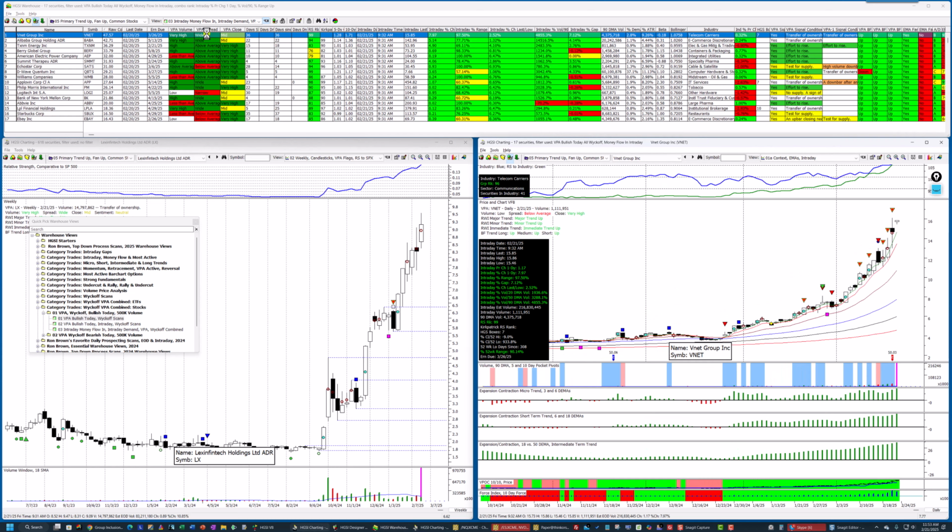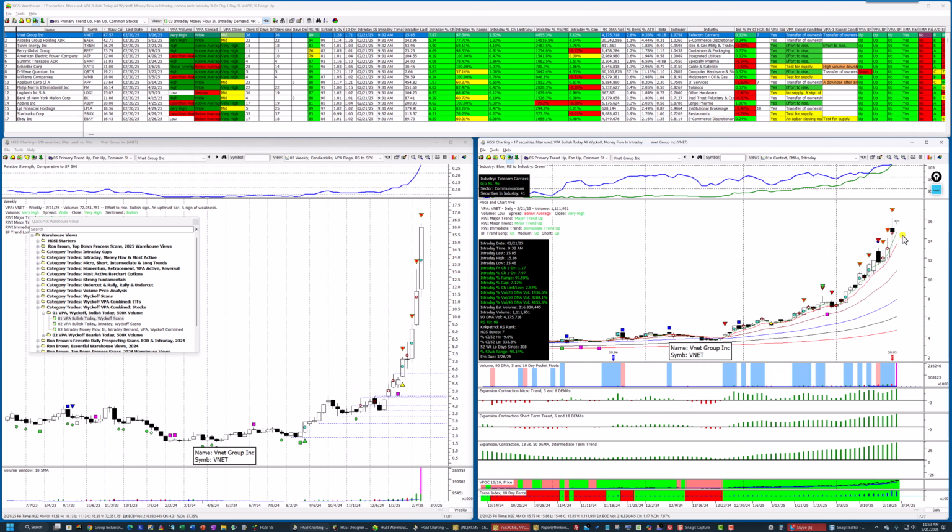VNet, look at this stock. Let's take a look here. It's up 933.8% over 52 weeks. And most of that has come recently, it looks like. In fact, I'm going to hit my alternate A key. And I'm going to go right here.